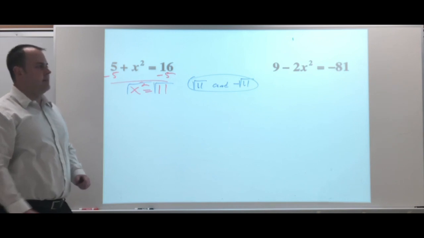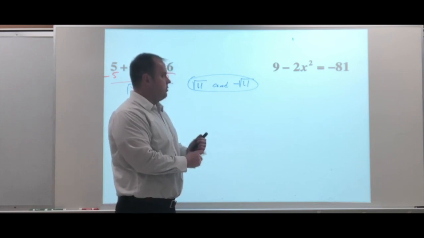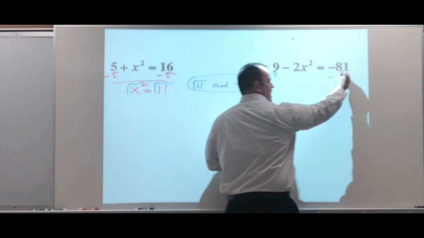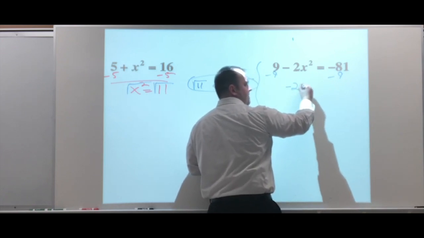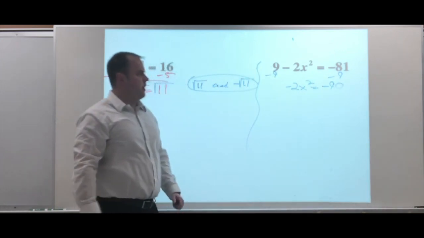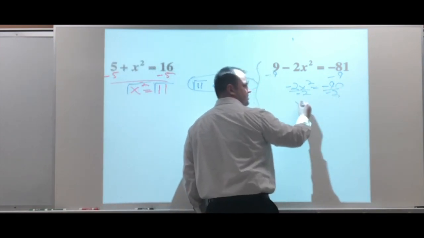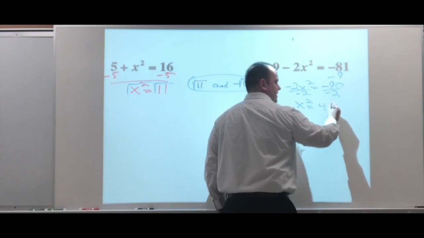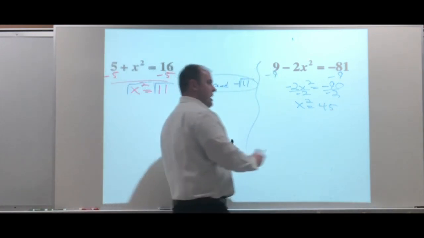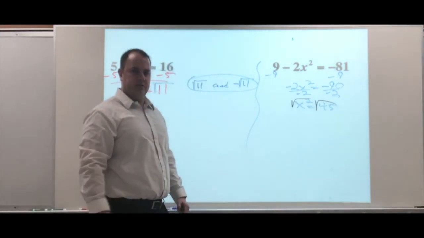Okay? 9 minus 2x squared equals 81. So going through this work, subtract 9. Negative 2x squared equals negative 90. Watch your signs so we get positive 45. And the last step is to take the square root. Get everything away from the x, then you can take the square root.